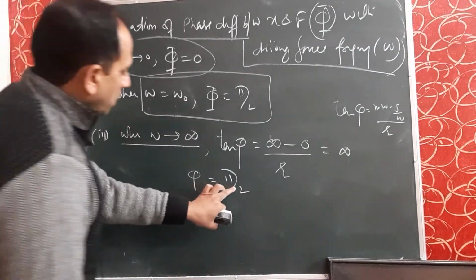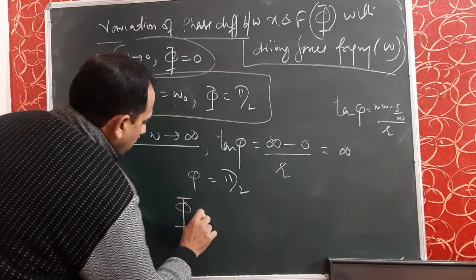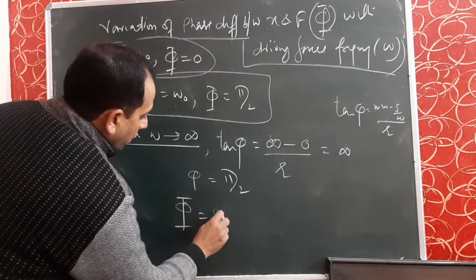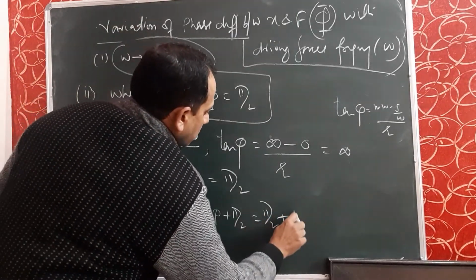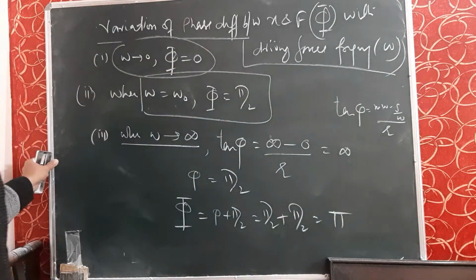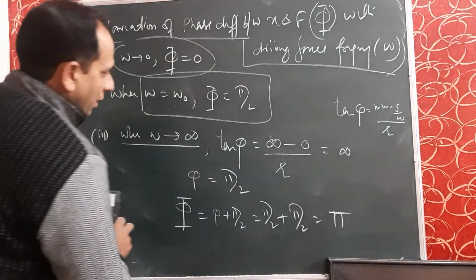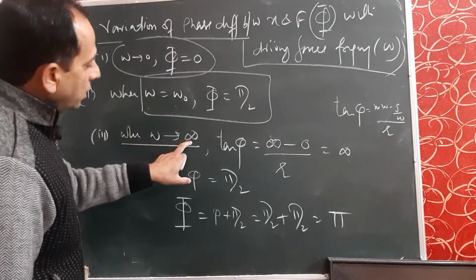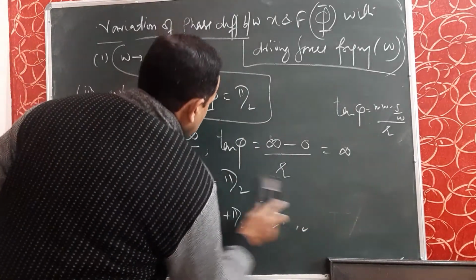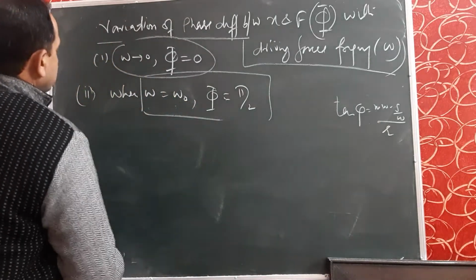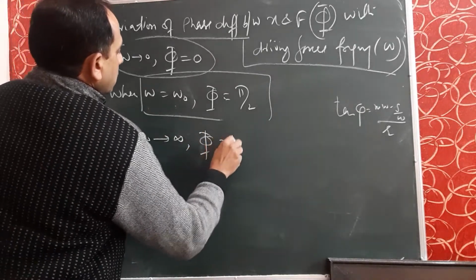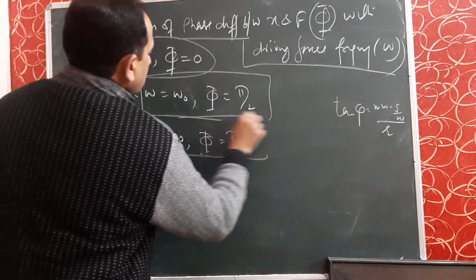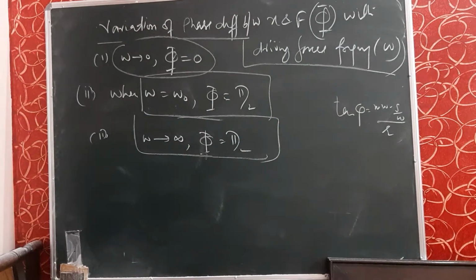So when small phi is pi by 2, what will be the value of capital phi? Capital phi is small phi plus pi by 2, that is pi by 2 plus pi by 2, that is pi. Okay. So this is the third value, that is when omega tends to infinity, phi tends to pi. So this is the third point. So these are three values of omega and capital phi.